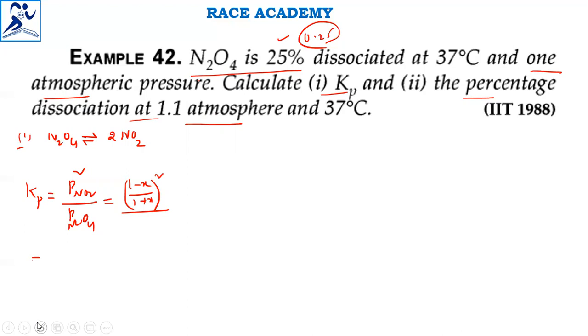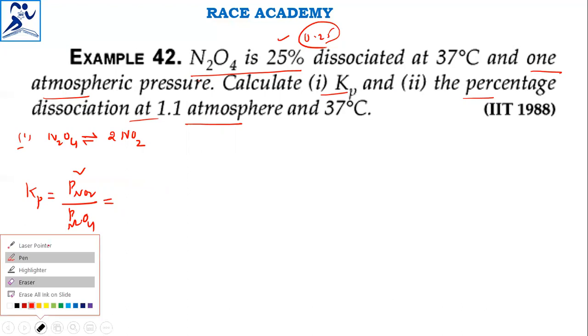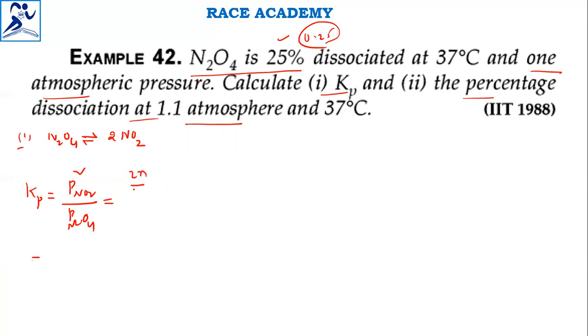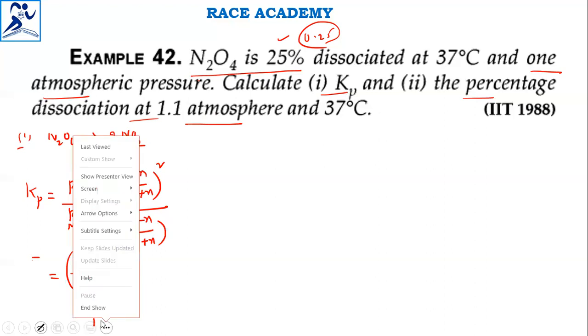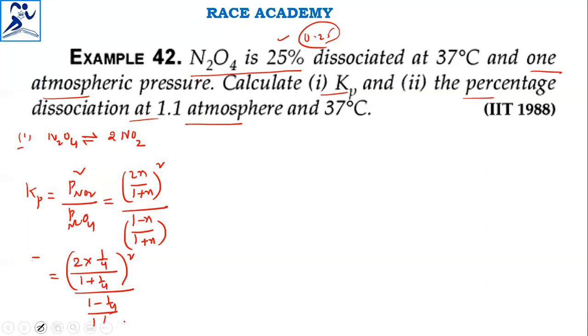So I will write it down. This is 2x by 1 plus x, whole square, divided by 1 minus x by 1 plus x. It is very clear that the x value given is 0.25. So it is 2 into 0.25, which is 1 by 4, by 1 plus 1 by 4, whole square, divided by 1 minus 1 by 4 by 1 plus 1 by 4.